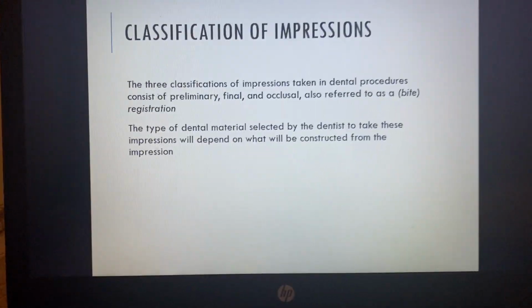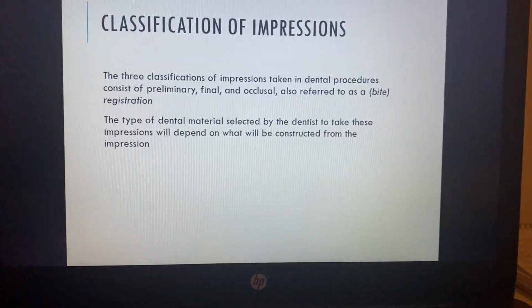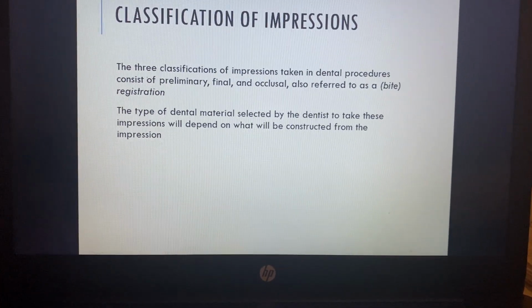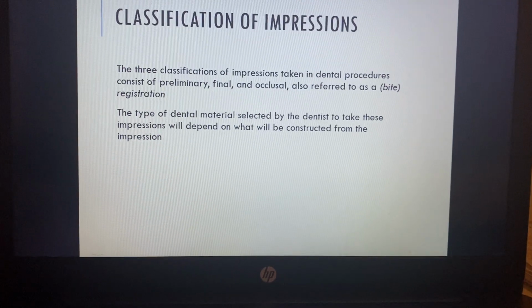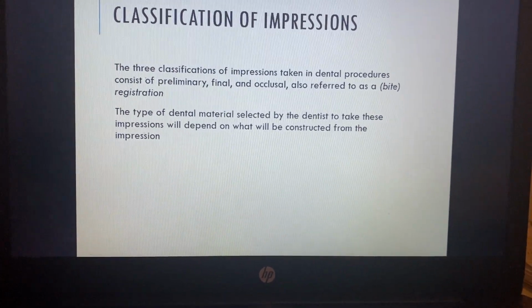Okay. So I want you to write this down, and this is going to be number 2. Number 2 is, what are the 3 classifications of impressions, right? And your answer would then be what?